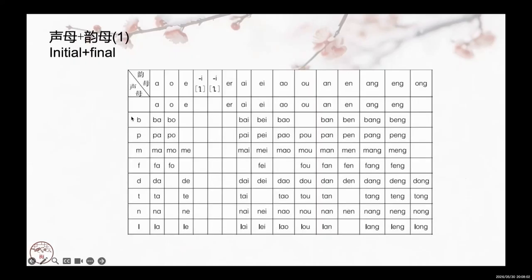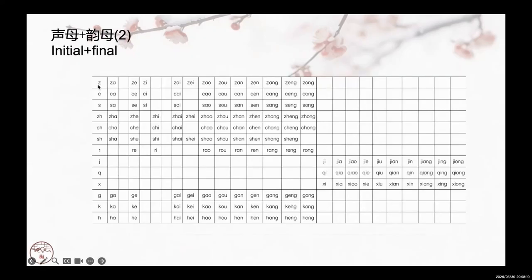So these are part of the consonants that serve as initials, right? And let's look at the other consonants that serve as initials. Z, c, s, zh, ch, sh, zh, ji, qi, shi, g, k, h.